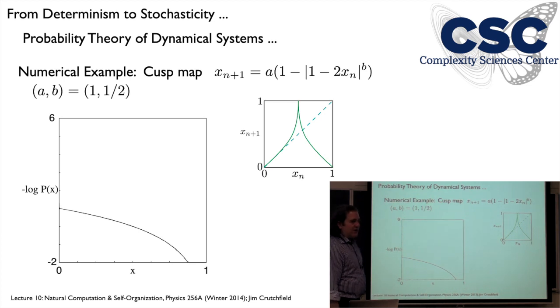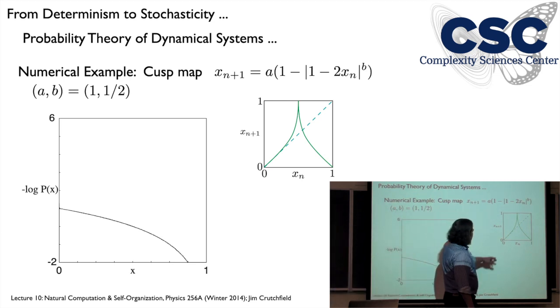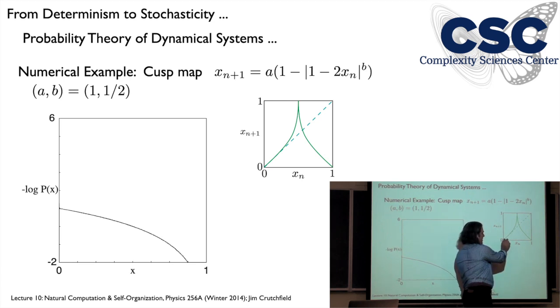You can sort of see that by looking at the map. Well, imagine I just flop down here some iterate close to 0, because the slope is close to 1. I'm just going to stay there, move very slowly. I'll spend a lot of time there. In other words, the probability will be larger.